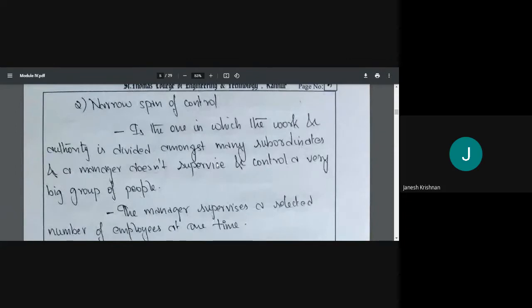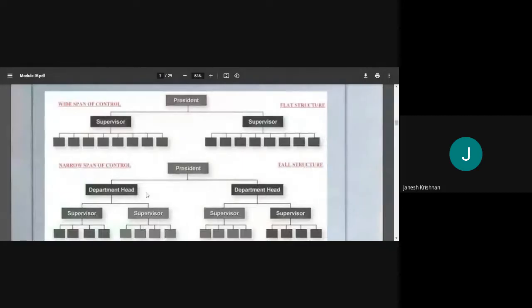In narrow span of control, work authority is divided amongst many subordinates, and a manager doesn't have to supervise and control a very big group. As you see in the second figure, the supervisor has to control only 4. Again, a new post for department head is also formed. So the supervisors are monitored by the department head, and the department heads are monitored by the president.